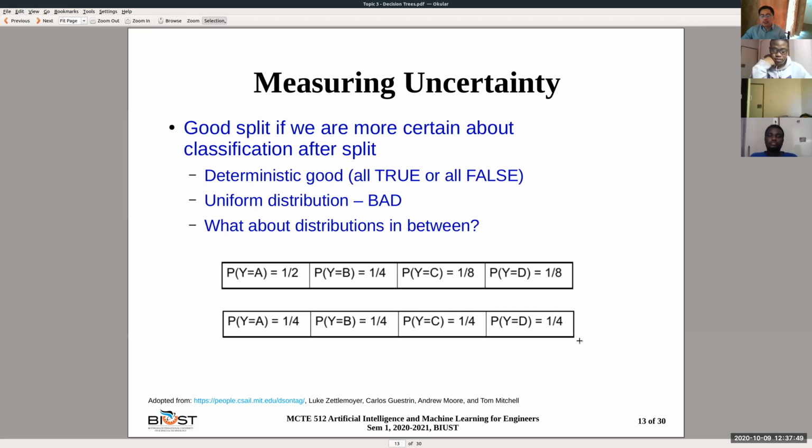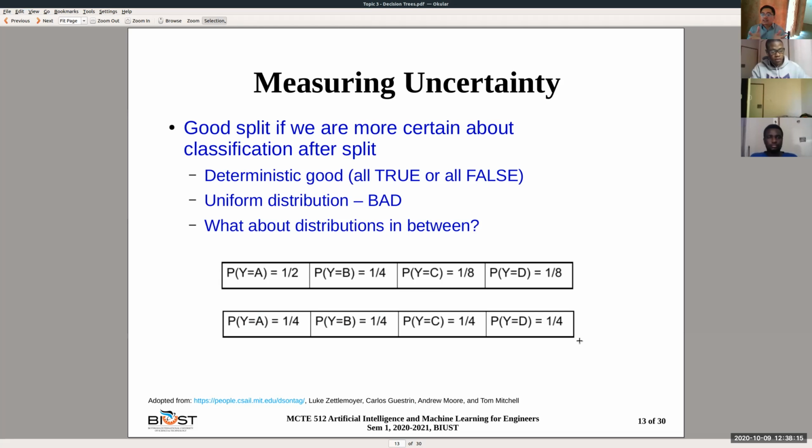Or if the split does not help, if after the split we are not able to group the distribution, that means it's still a uniform distribution. That means the data is still equally distributed. So what we want is a final result, where everything is false or everything is true. That's a good split.